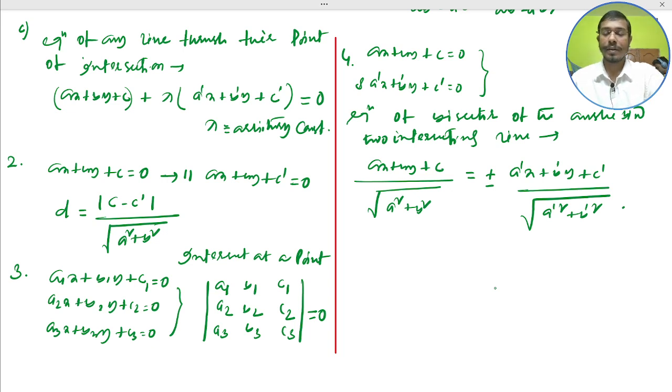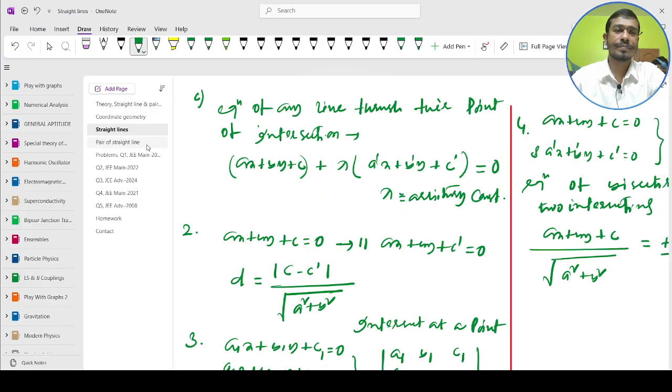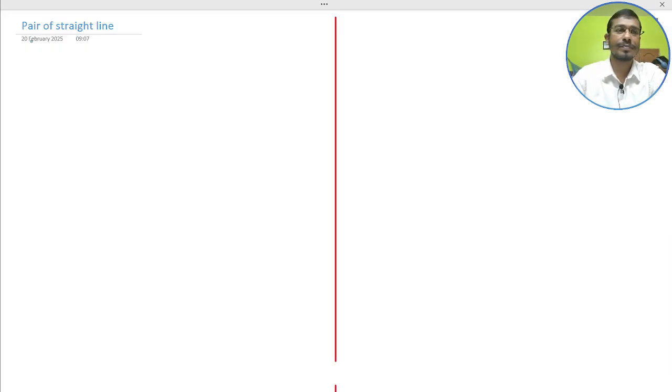Third topic, pair of straight lines. Number 1, x square plus twice hxy plus by square is equal to 0.